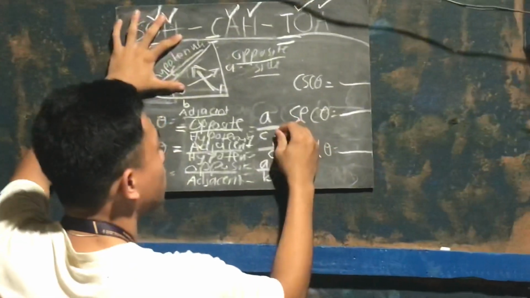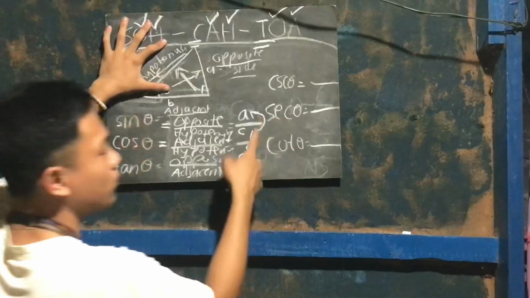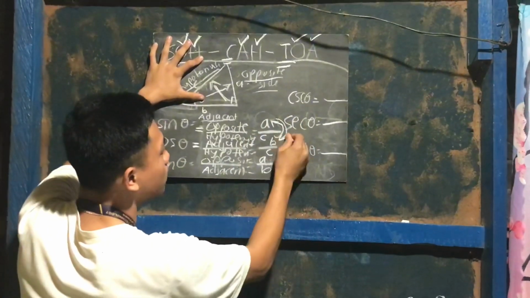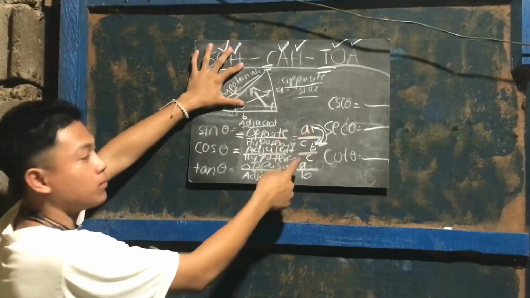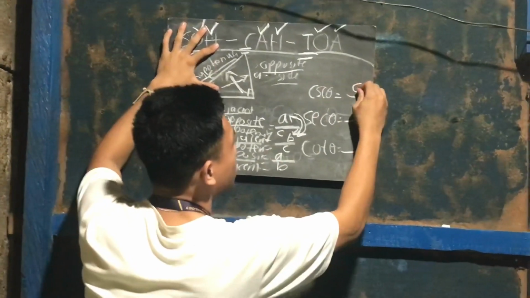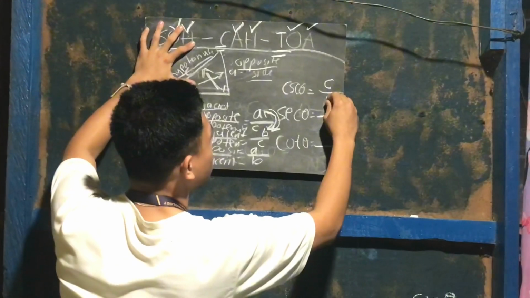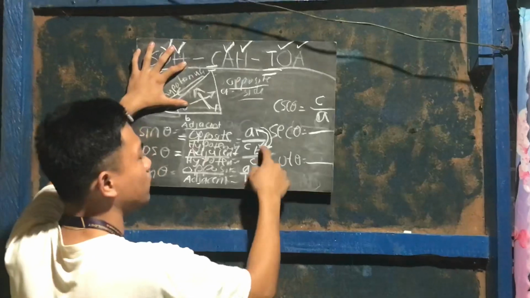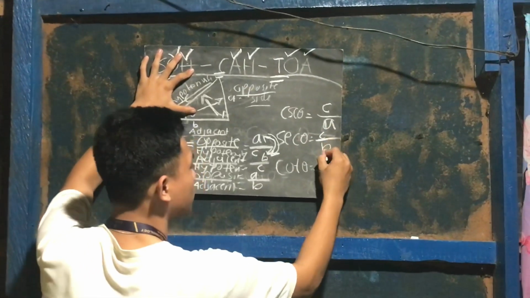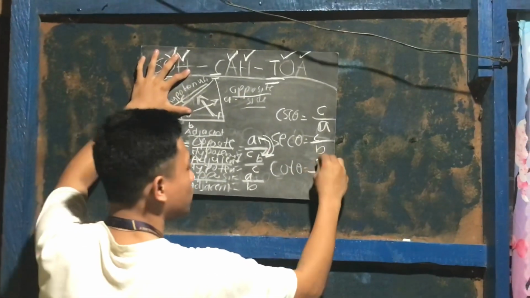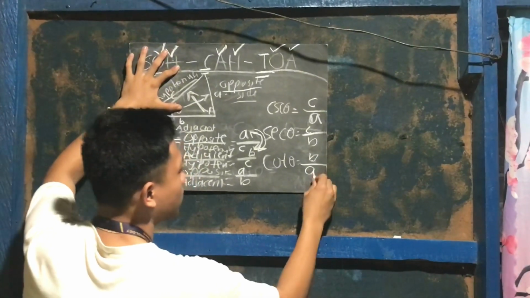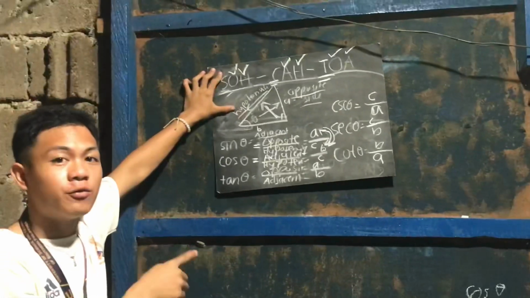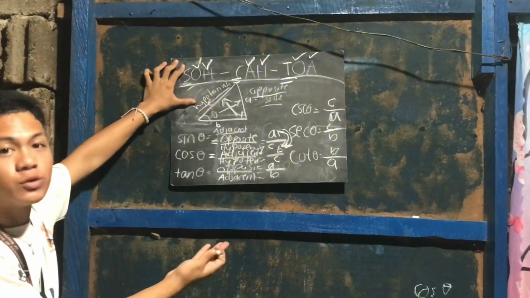Now we're going to change the side letters to answer this. With the following, copy the following. Cotangent theta is B over A. So that's our final answer for the trigonometric functions. So that's it.